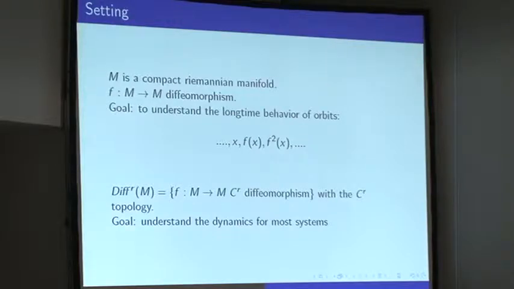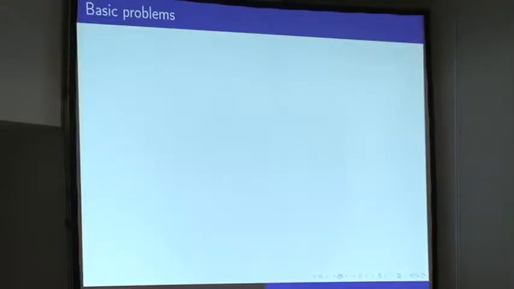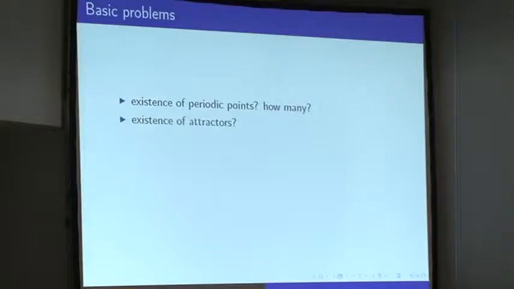So what are the basic problems or questions that you may ask? Take a system and ask: does it have any periodic points? And if it has, how many? Does it have attractors? An attractor is a set that attracts a neighborhood of it. What about irreducible components? Like in ergodic theory you look for the ergodic components, here we look for subsets of the dynamics that cannot be decomposed into disjoint invariant sets.